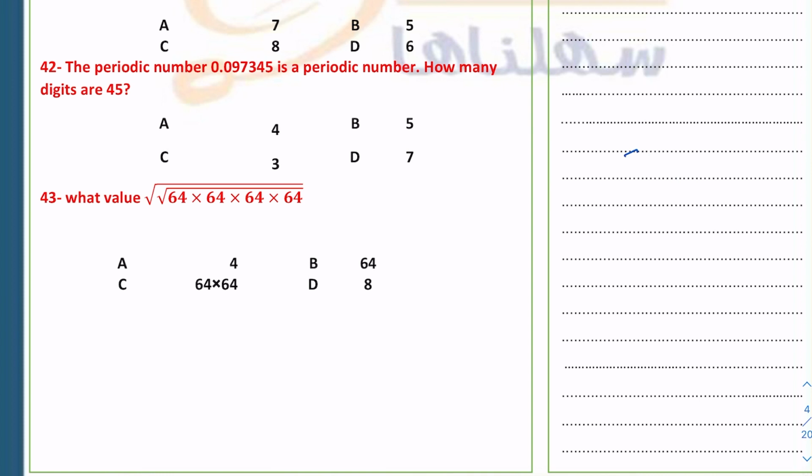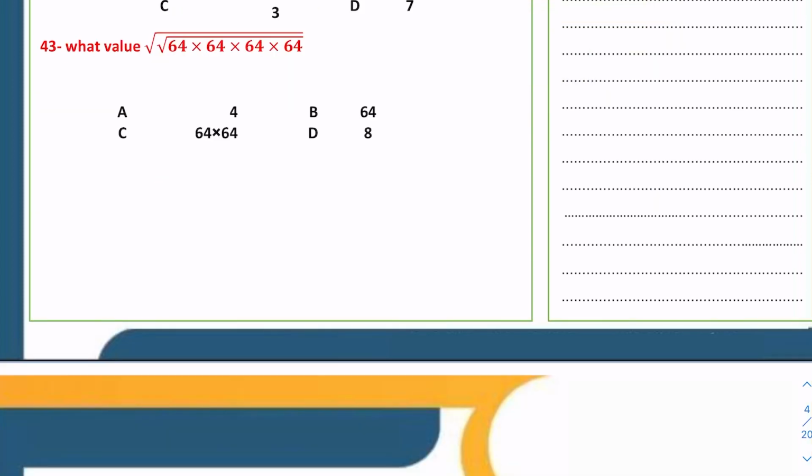Question number... radical, and we have multiply. In multiply, it's an easy question. I can find the radicals directly. I have 2 radicals. I will start from inside. Radical 64 is 8. We still have a radical outside. Multiply. Radical 64 is 8.